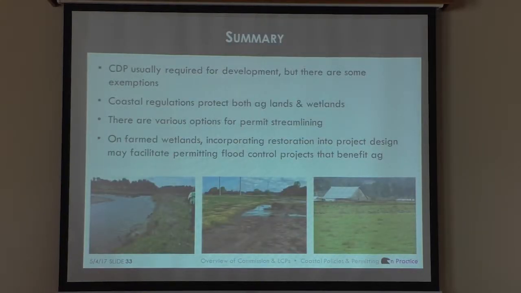So to sum up, in the coastal zone, often a CDP is required for development. It usually is, but there are some exemptions. And the purpose of requiring a CDP of these regulations is to protect coastal resources now and into the future. That includes ag lands and wetlands, other types of resources. And there's various options for permit streamlining, like I discussed, and on farmed wetlands, often by incorporating habitat restoration components into your project, you could get the benefit of drainage improvements as well to make the land more productive.